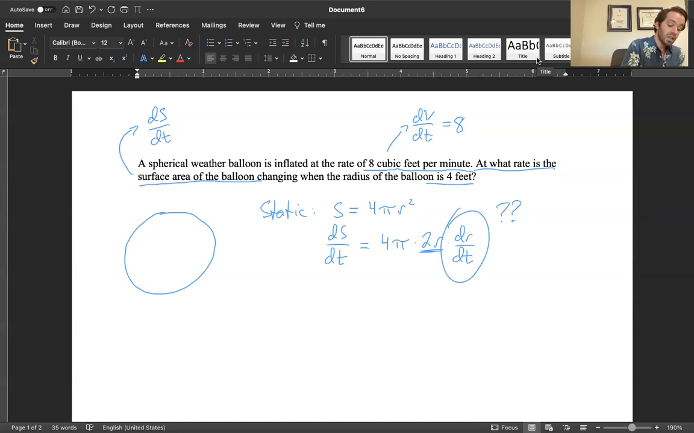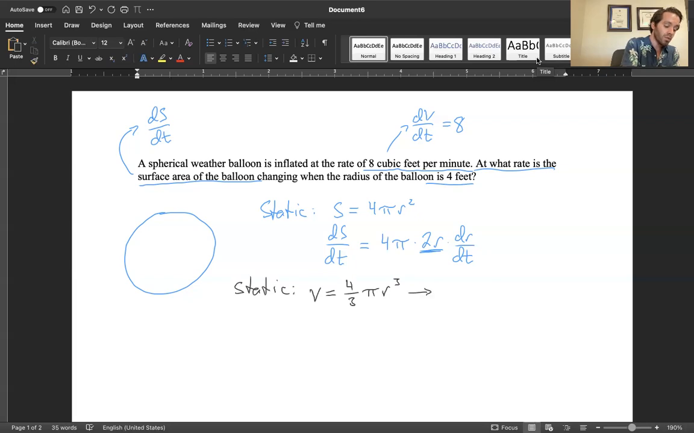And notice that actually there's a couple of other things missing. We never needed to use the fact that dV/dt was 8. This gives you a hint as to what's missing. So we'll write another static relationship having to do not with the surface area this time, but with the volume, in hopes that this will allow us to get the information that we need, namely what dr/dt is. The volume of a sphere in general is 4/3 pi r cubed.